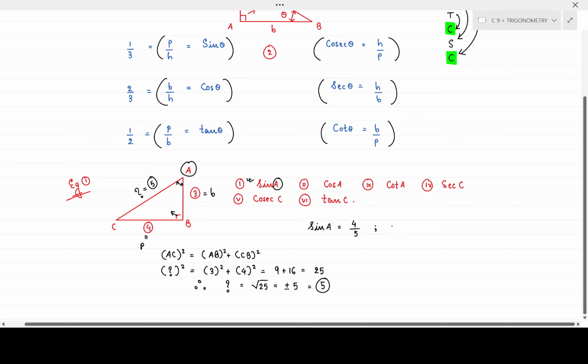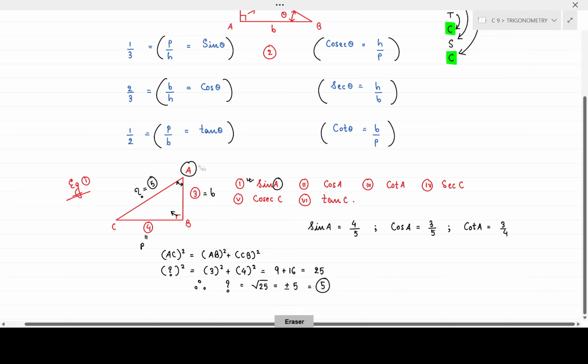Then the second subpart, cos A. Cos A is equal to base by hypotenuse. Base is 3, hypotenuse is 5. Then cot A. Cot A is base by perpendicular. Base is 3, perpendicular is 4 with respect to A.